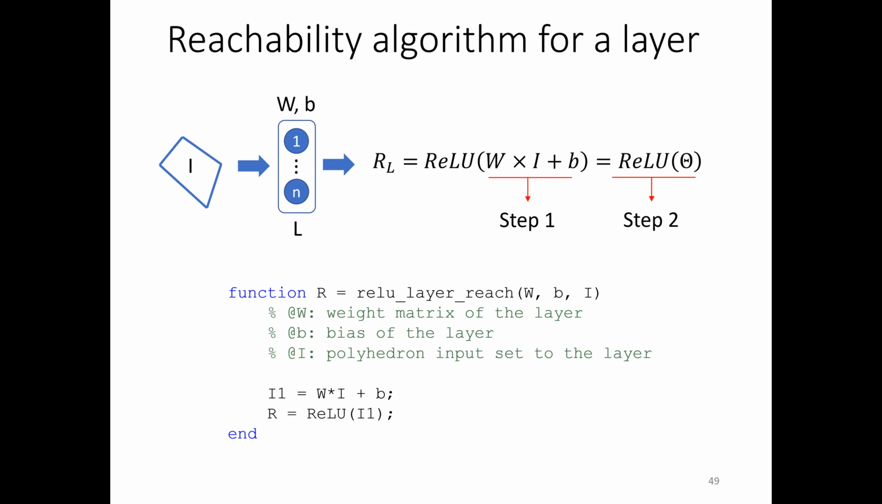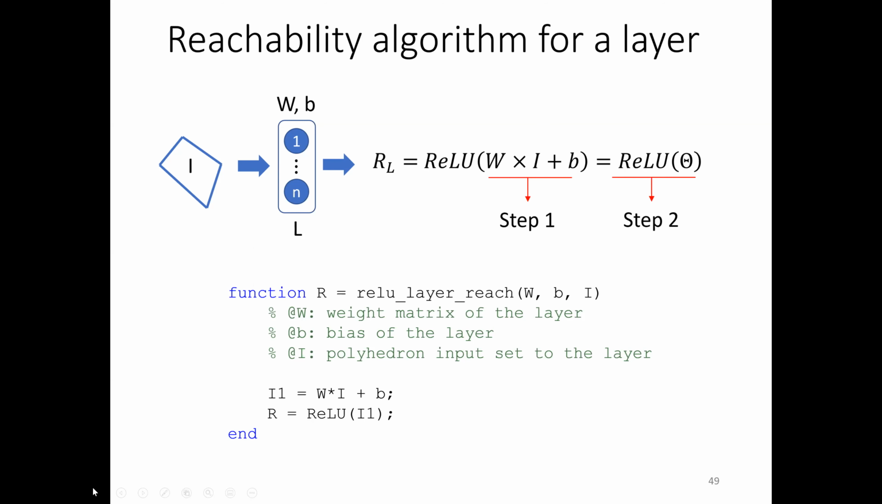And now we already handle the ReLU operations. Now we come back to see how we design the reachability algorithm for a layer, okay? So for a layer, we have a weight and the bias. The first step is that we do the affine mapping. That's step 1. And then we apply the ReLU operations.